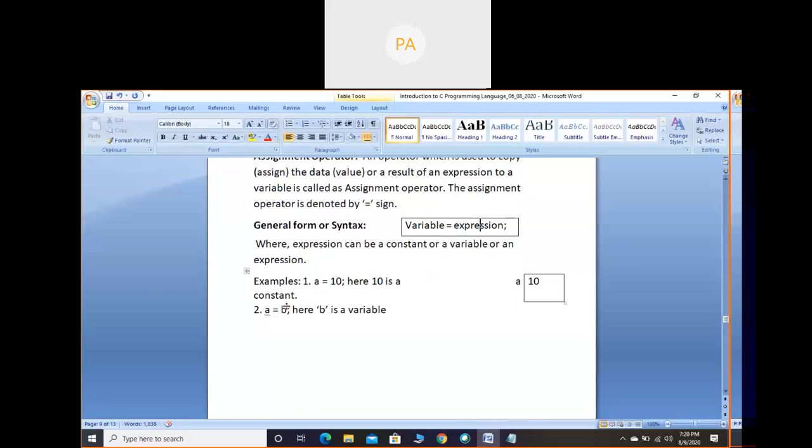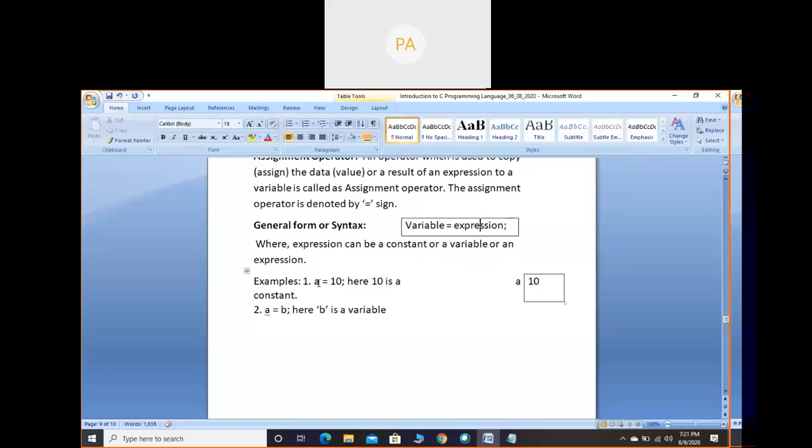Now go to the first example, a equals 10. So 10 is a constant on the RHS. That 10 is copied to a. Here it is not LHS equal to RHS, we are not comparing LHS with RHS. The value 10 is copied to a. If you look at this memory representation, a is a variable name. This box indicates a computer memory location. In that box, the value 10 is there.